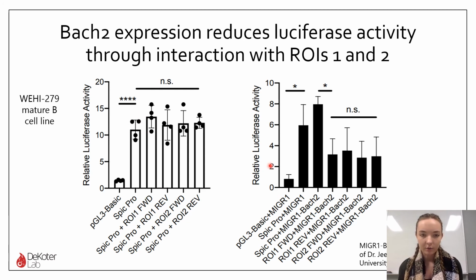However, we wanted to see if BOC2 was mediating any repression through interaction with these 2 sites. So we went on to acquire a MIGR1 BOC2 expression vector from Dr. Ji-Hee Yoon. And when we co-transfected with this BOC2 expression vector, we could see a significant reduction in relative luciferase activity when these regions of interest were co-transfected with the BOC2 vector, indicating that BOC2 expression reduces luciferase activity through interaction with these two regions of interest, and that BOC2 is likely repressing transcriptional activity in Spi-C.